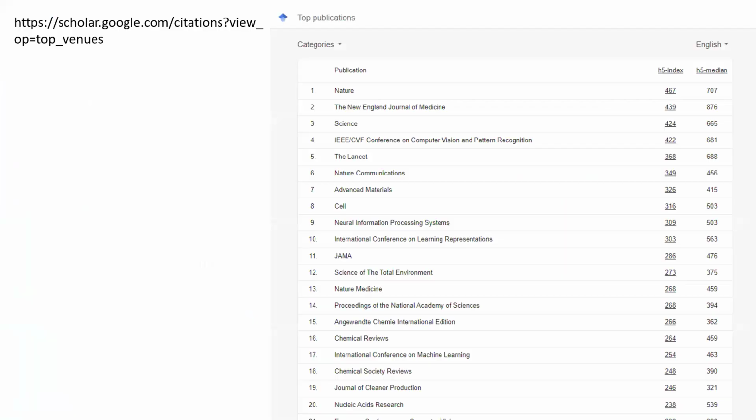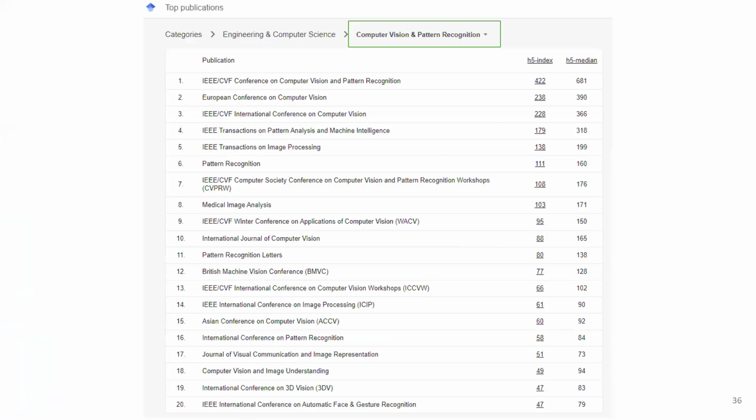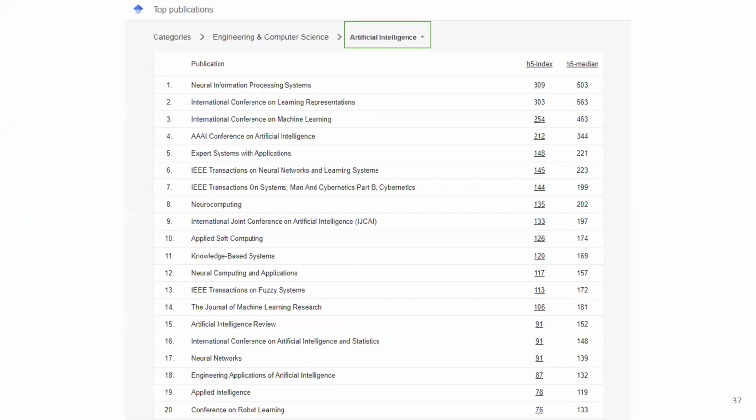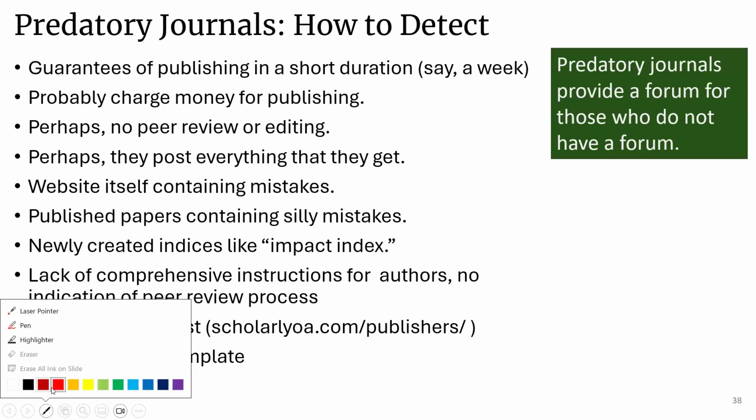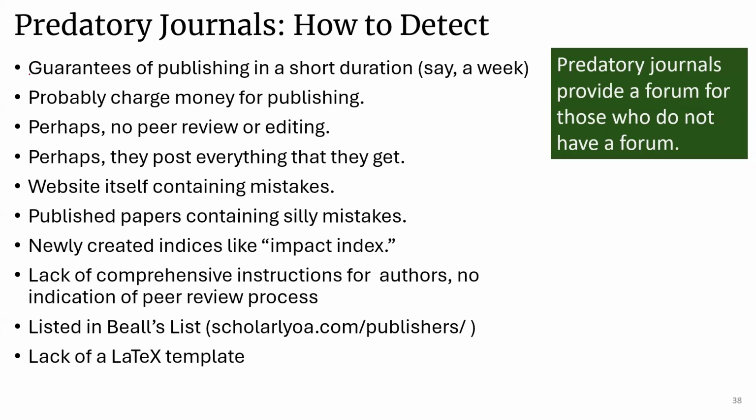So here is a picture so that you can know how to access this. And the subcategories also I have shown. There are things called predatory journals, and these are very bad. You do not want to ever list your name with one of these journals. It's a black mark for you.